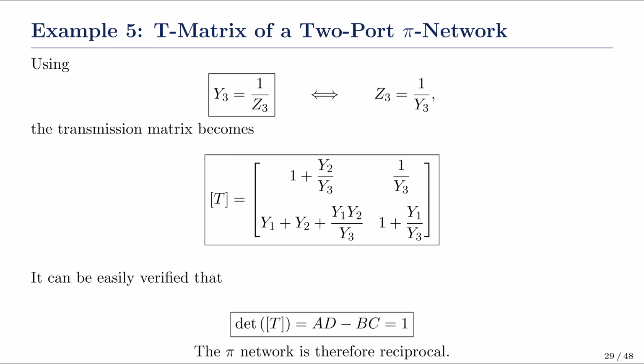The resulting ABCD matrix can now be written in terms of the 3 admittances by introducing Y3 equal to 1 over Z3. The 4 transmission parameters are therefore expressed entirely in terms of Y1, Y2, and Y3. As a useful check, we calculate the determinant of the matrix. We obtain AD minus BC equal to 1. Therefore, the pi network is reciprocal as expected, since it is composed of reciprocal elements.